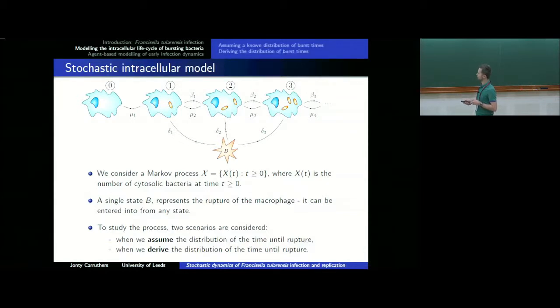And so we're going to consider two scenarios. The first scenario we're going to consider is when you assume the distribution of the time until rupture. And the second one is where we're going to use these rates, so the betas and the mus and the deltas, to actually derive what would be the distribution. In both cases, we're interested in the time until rupture. Of course, in the first case, this is just given because we're assuming a distribution, and in the second case, we'll find it. But we're also interested in how many bacteria are being released.